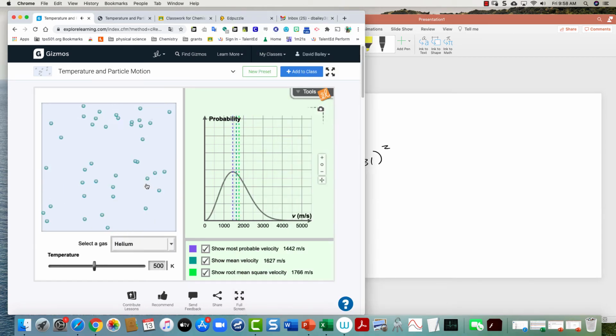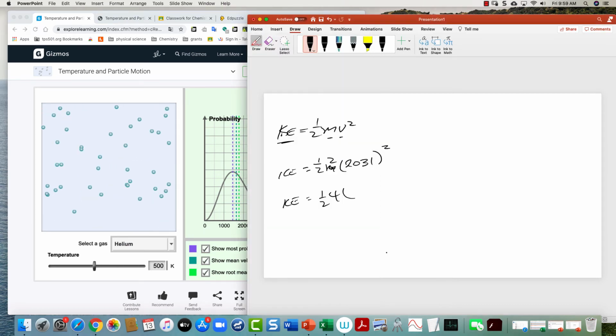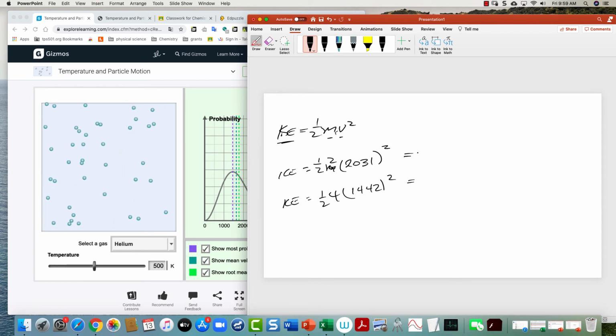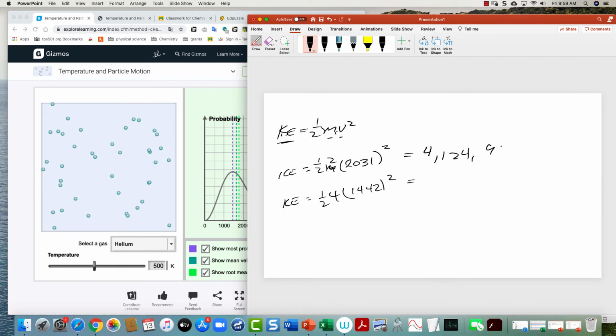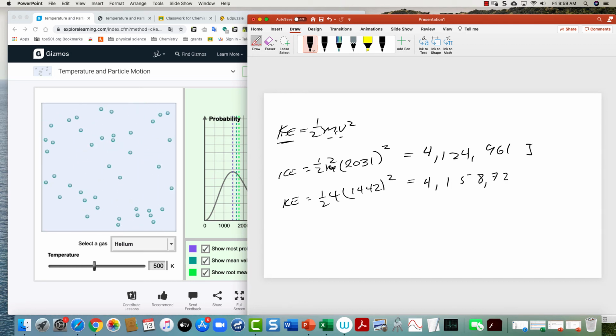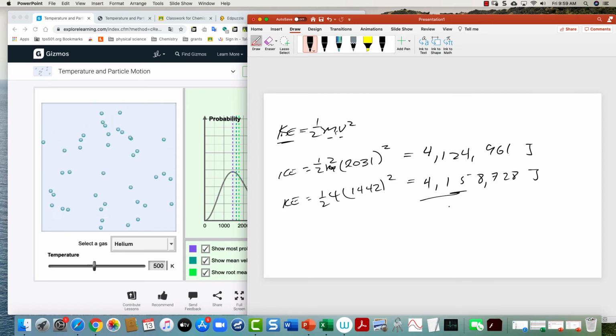Let's switch this to helium. Now that's 1442. Now these things should be relatively close. 0.5 times 2 times 2031 squared, and we're going to get a number that's fairly huge. It's going to be 4,124,961 joules. Then we do 1442 squared times 4 times 0.5, and we're going to get 1,158,728 joules. And honestly, they're fairly close.